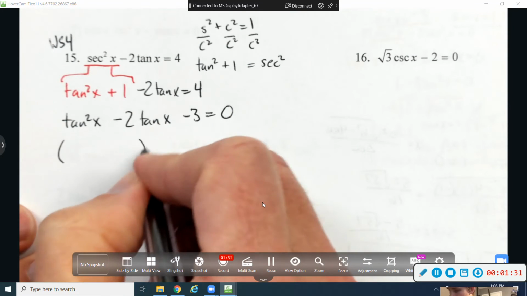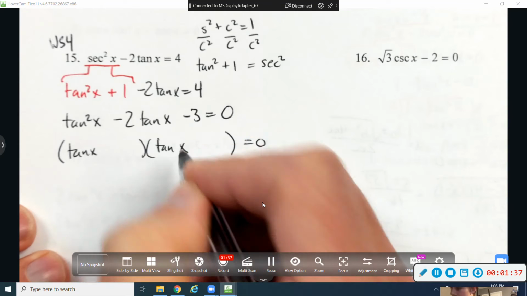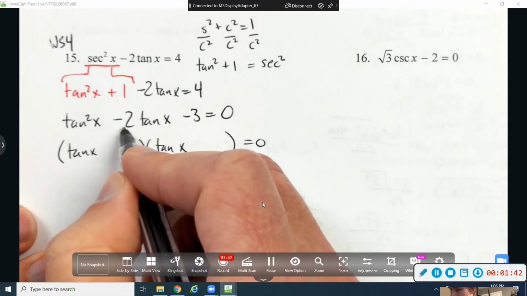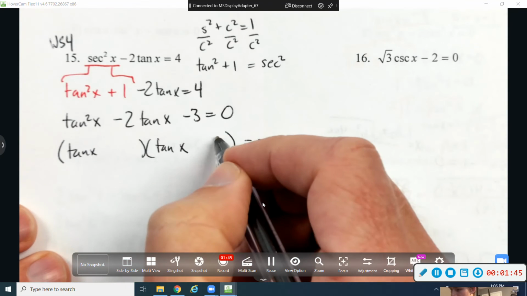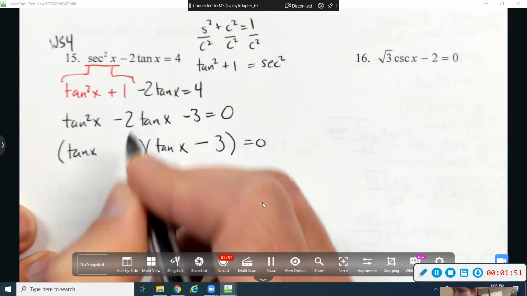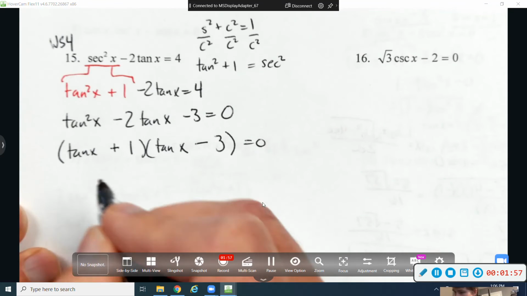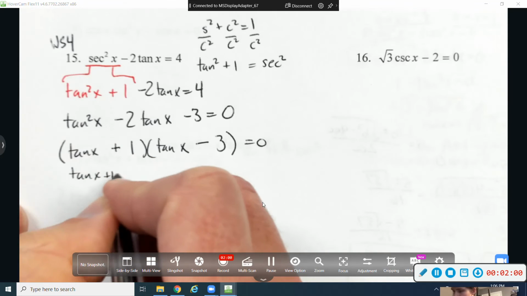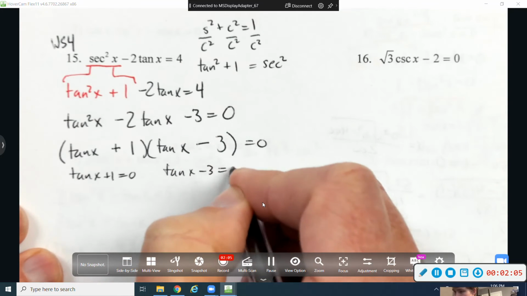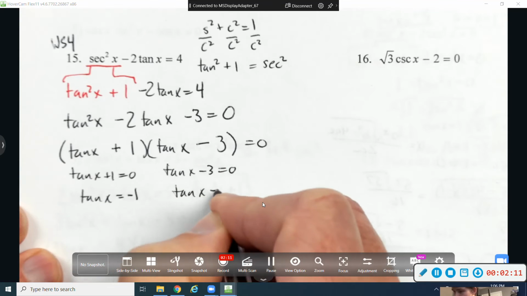Let's factor this. Tan x and tan x to get tangent squared. 3 times 1 will give me 3, and 3 minus 1 will give me 2, if I do the signs the right way. 3 and 1 with a minus 3 and a plus 1. So I set them both equal to 0. This is the step that you almost always skip in easy factoring, and a lot of you skip it even now, which is fine. Tangent of x equals negative 1. Tangent of x equals 3.